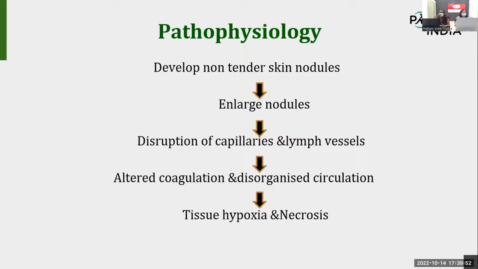Let's see the pathophysiology. We all know there is development of non-tender skin nodules. Gradually the skin nodules will enlarge. If there is nodule enlargement, definitely that will affect the capillaries and lymph vessels. That leads to altered coagulation and disorganized circulation, and finally tissue hypoxia and necrosis. This is the pathophysiology of cancer wound.